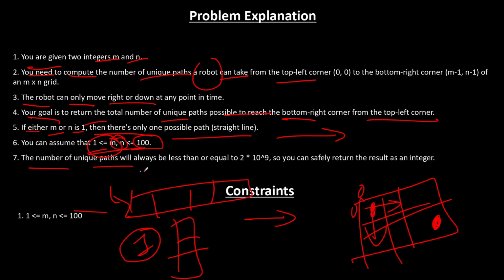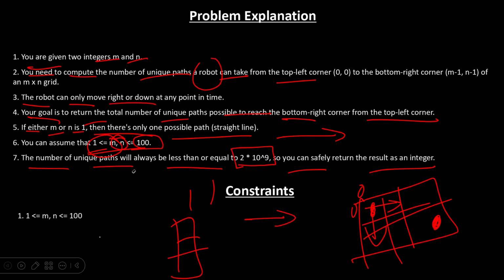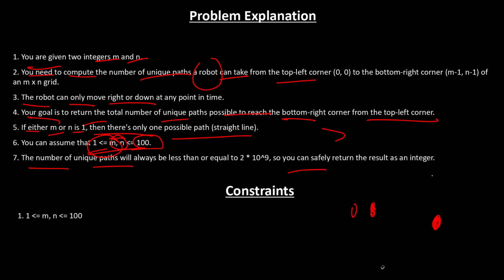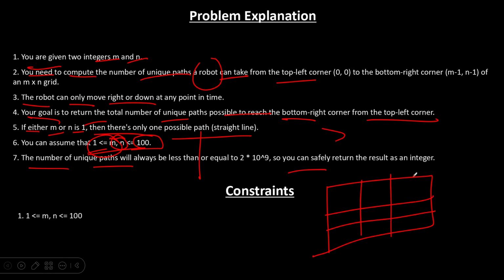The number of unique paths will always be less than or equal to 2 times 10 to the power 9, so you can safely return the result as an integer. So this is also given to us. Basically, what the problem is asking is that we will be given a grid. Suppose this is an m cross n grid. The robot starts from here, and he has to reach here.